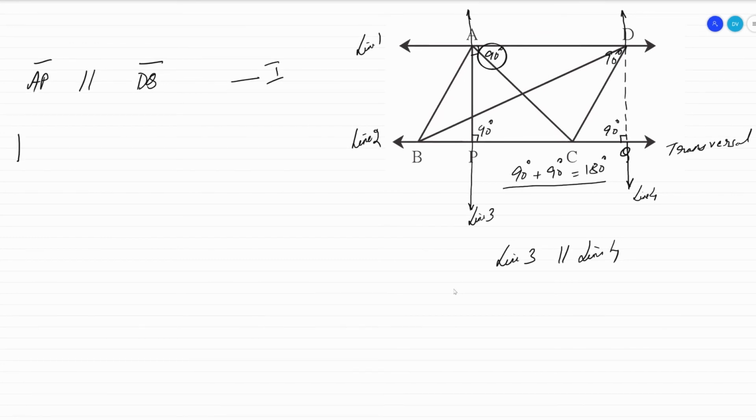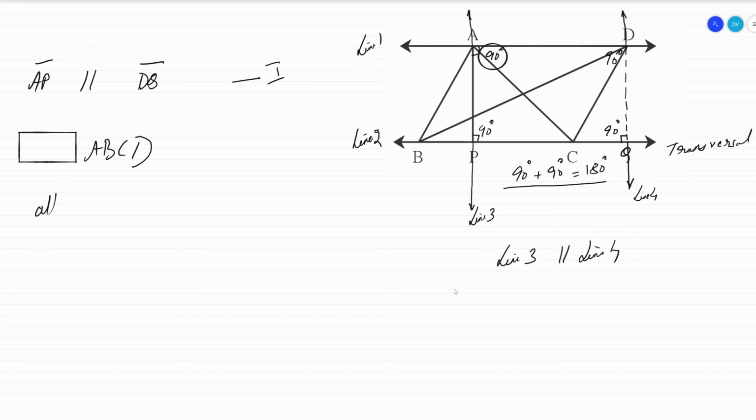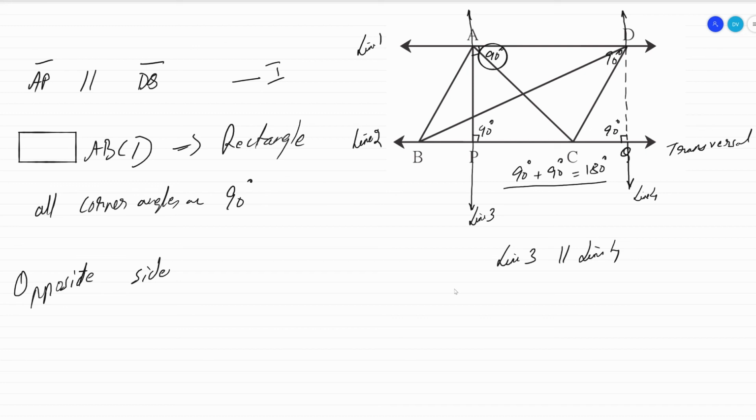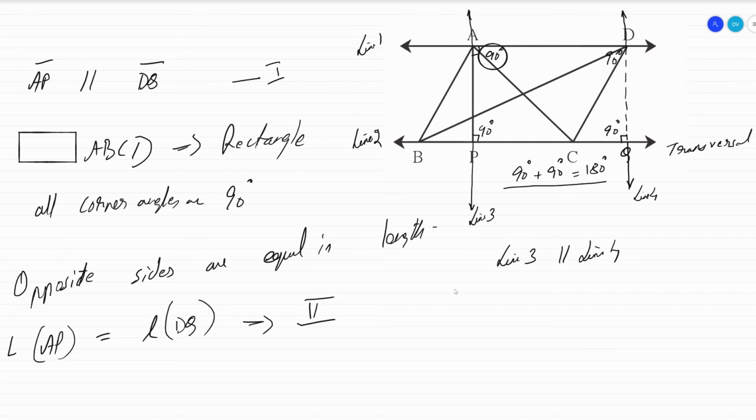So now if you look at the quadrilateral A, B, C, D, all corner angles are 90 degrees. So such a quadrilateral is a rectangle, at the minimum. So that means opposite sides are equal in length. So this means the length of AP is equal to the length of DQ. Now this is important, we will use this property. We have proven that the length of AP is equal to the length of DQ.